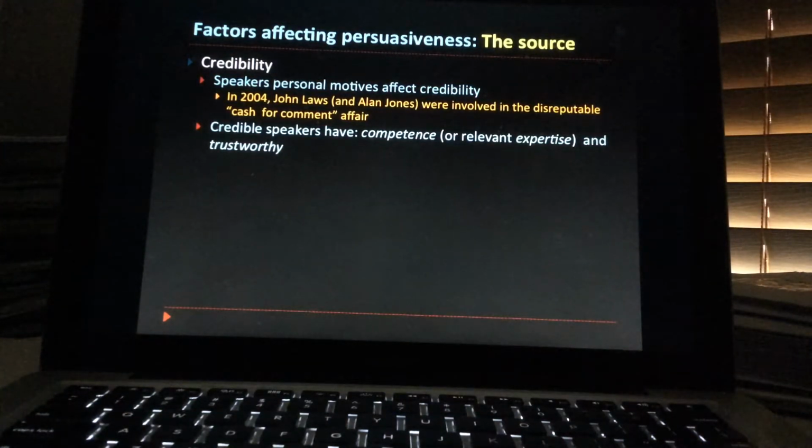Cool, so the idea here is that credible speakers have both competence, or we can think of it as being expertise relevant to that situation, and they're trustworthy. So if we think about this in terms of the stereotype content model, the stereotype content model, we're talking about being high on both the competence dimension and the warmth dimension.